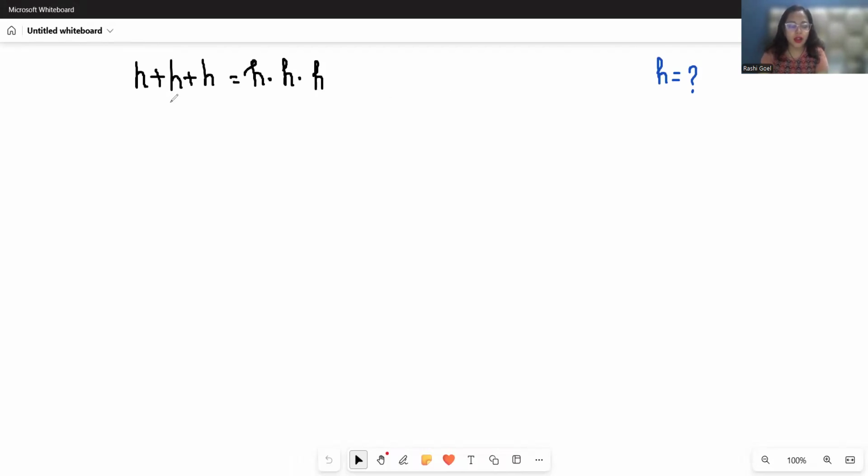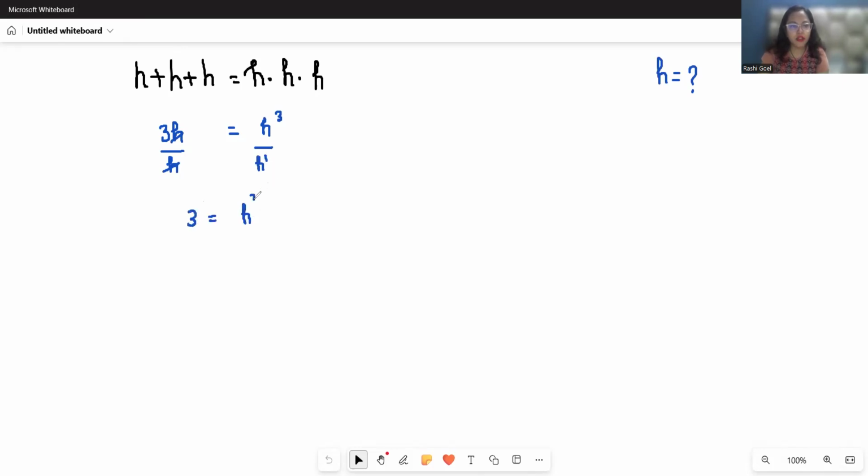First, take the left hand side: h plus h plus h is 3h, and on the right hand side, h times h times h is h cube. Now the equation becomes 3h is equal to h cube. Divide both sides by h. Actually, we can divide it by h cube. So if we divide it by h, then 3 is equal to h.